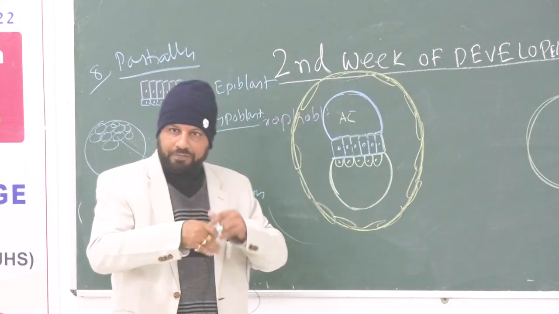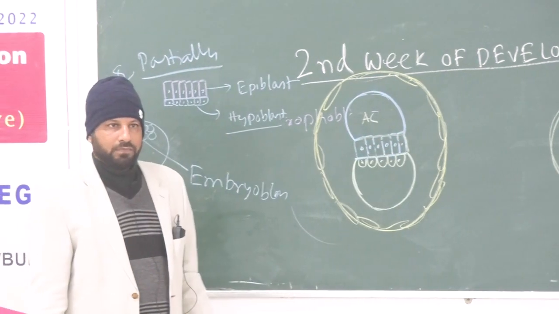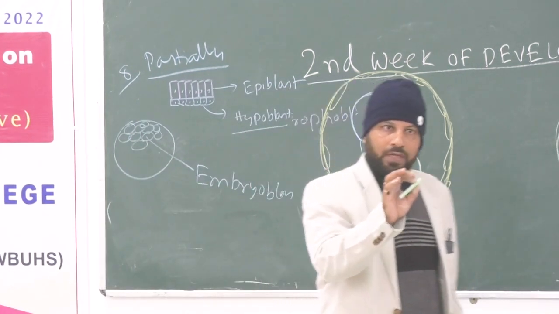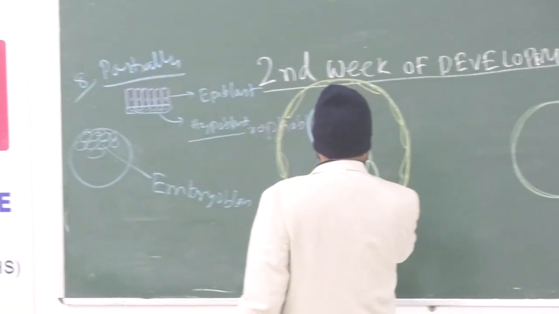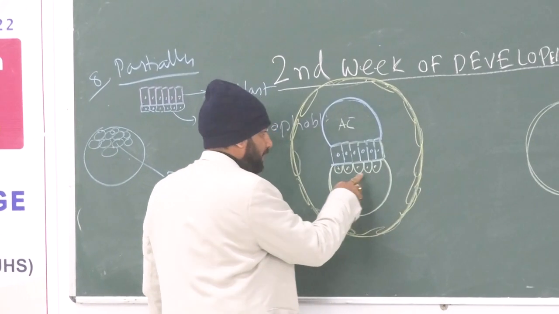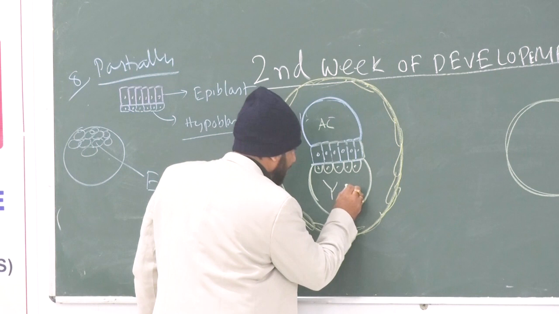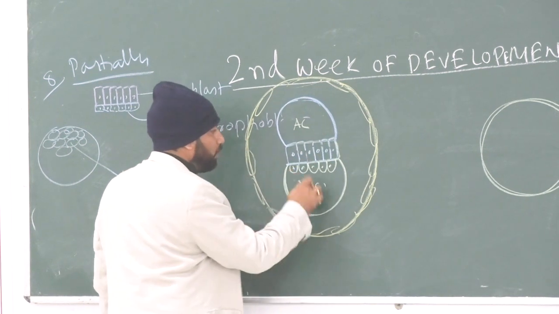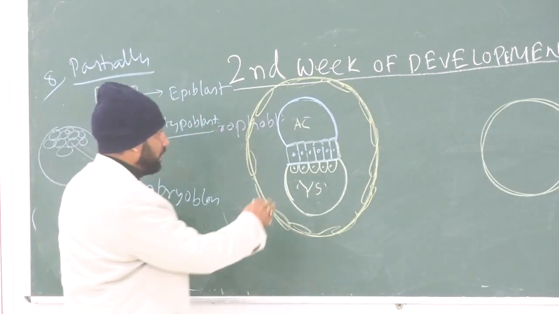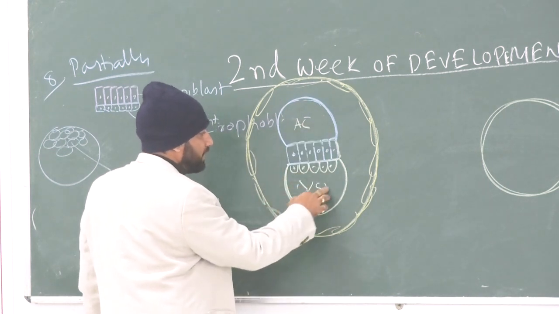In subsequent development, this epiblast forms the ectoderm. But here you can only use the term epiblast, not ectoderm. And below it is the hypoblast, which is actually the future endodermal cells. And here another sac is formed, this is the yolk sac. Two cavities form. Above, along the epiblast, there is the amniotic cavity, and below, towards the hypoblast, it is the yolk sac.